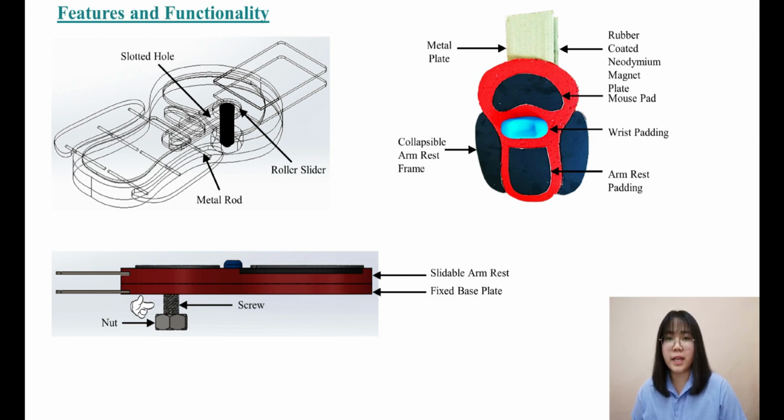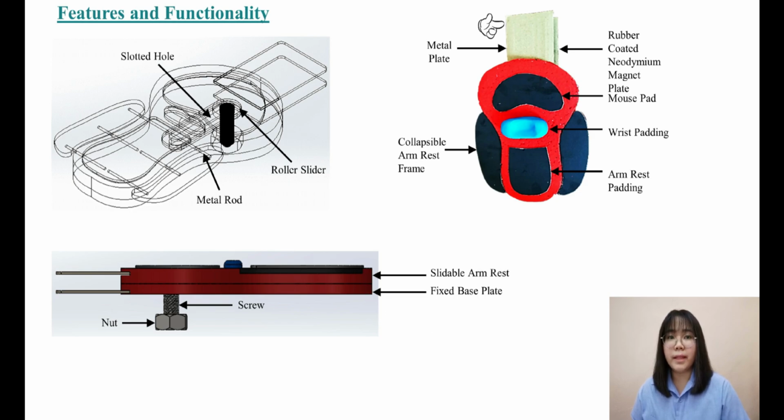Next, the screw is attached directly to the internal component, which passes through the roller slider and has external thread along the body of the screw. While the function of the nut is to secure the screw and support the armrest when height adjustable feature is required, and it has internal thread in the inner side of the nut as well. The slidable armrest is an armrest located at the upper region, which is slidable and height adjustable. For the fixed base plate, which is an armrest frame located at the lower region, it is basically fixed in place, which is non-adjustable and non-slidable.